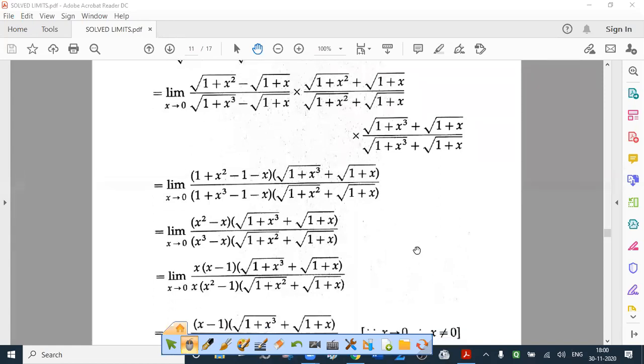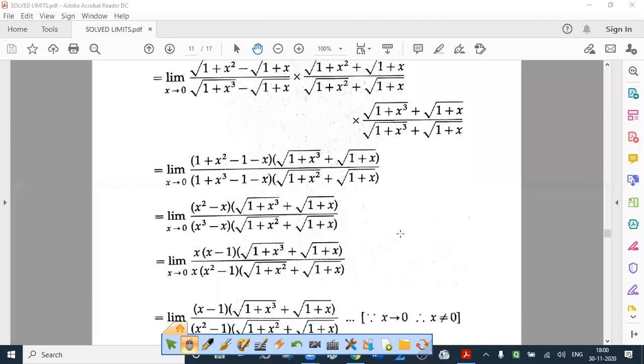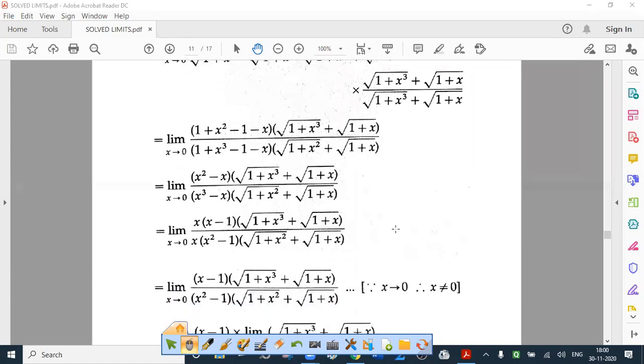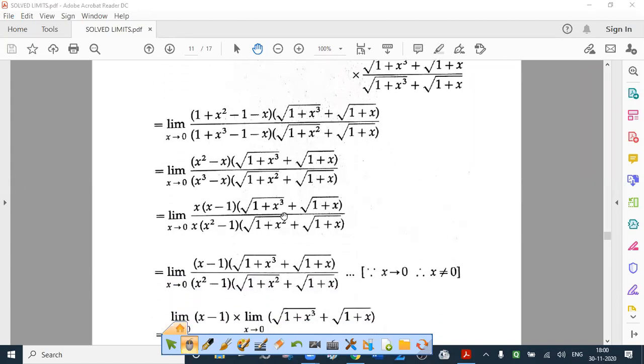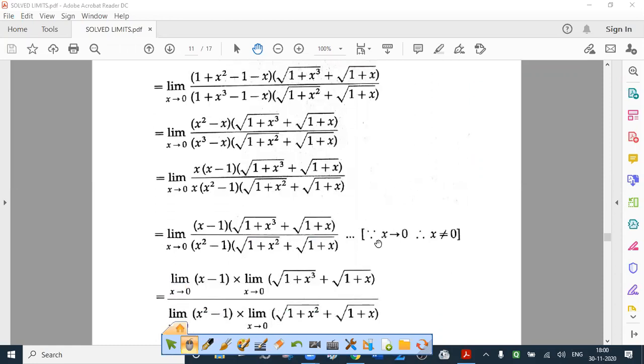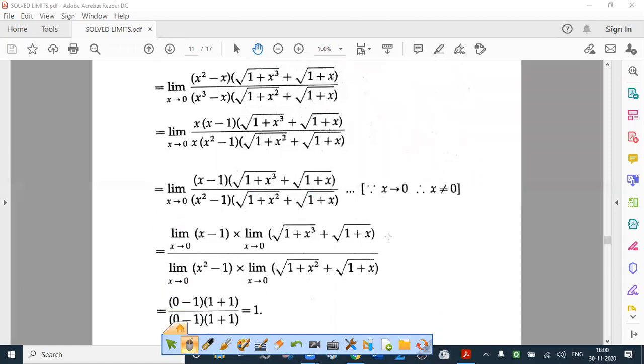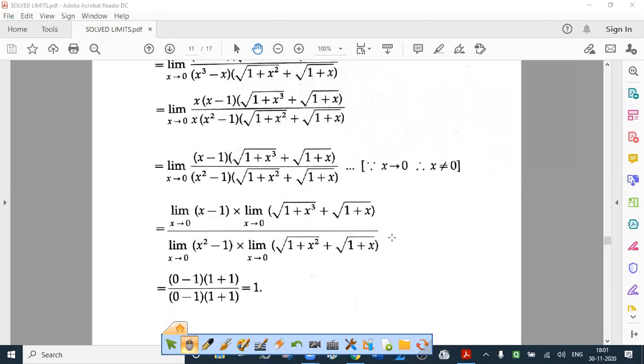Now, can we cancel x? Yes, in fact, we were looking for this factor only. This is responsible for giving the 0 by 0 form. Once you cancel it, take the limit. Now, you may ask me, sir, can we factorize x square minus 1? Yes, you can. But why factorize? To take the limit means to replace every x by its limiting value, which in this case is 0. So what is the final answer? It is 1.